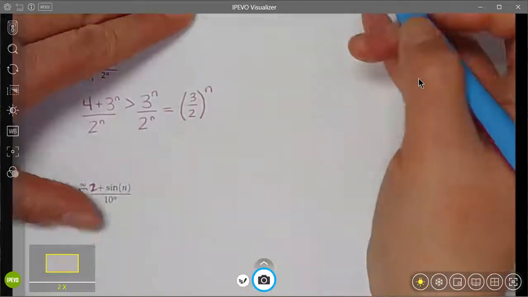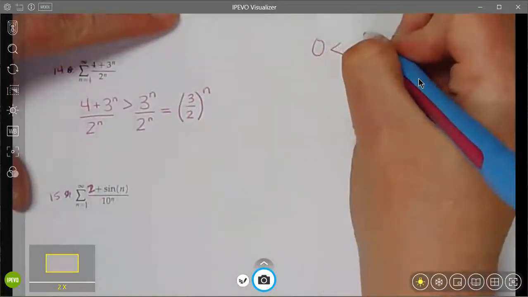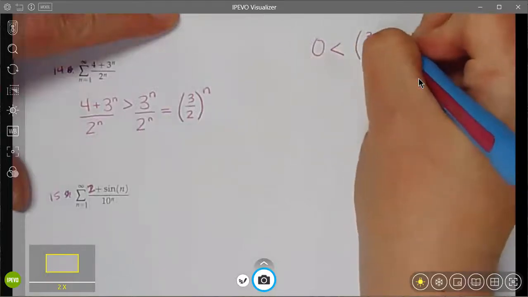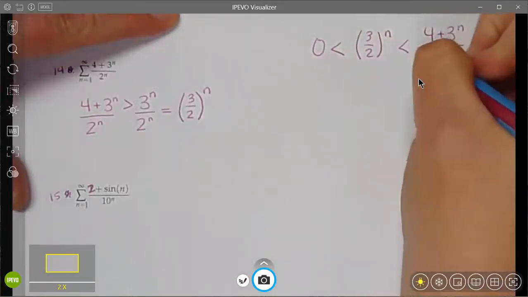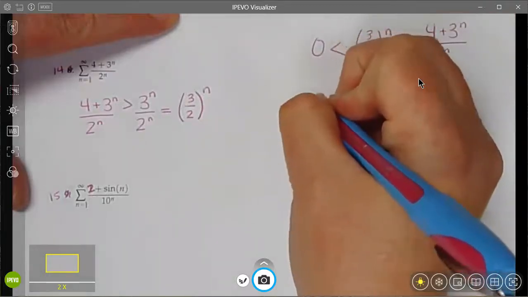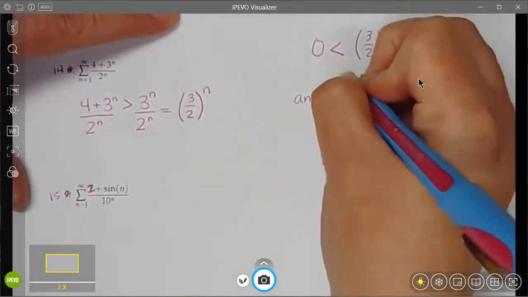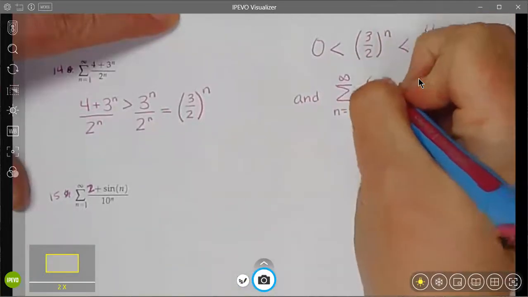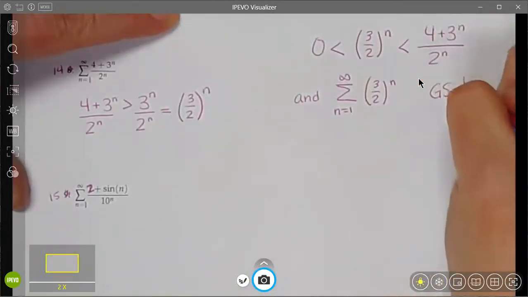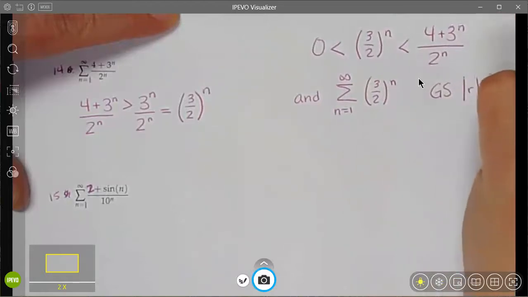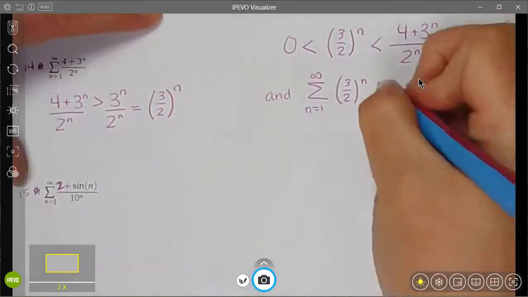My write-up is going to be 0 is less than 3 halves to the n, which is less than 4 plus 3 to the n over 2 to the n. And my series n equals 1 to infinity of 3 halves to the n, that is a geometric series. Absolute value of r is equal to 3 halves, which is greater than or equal to 1, which means it diverges.